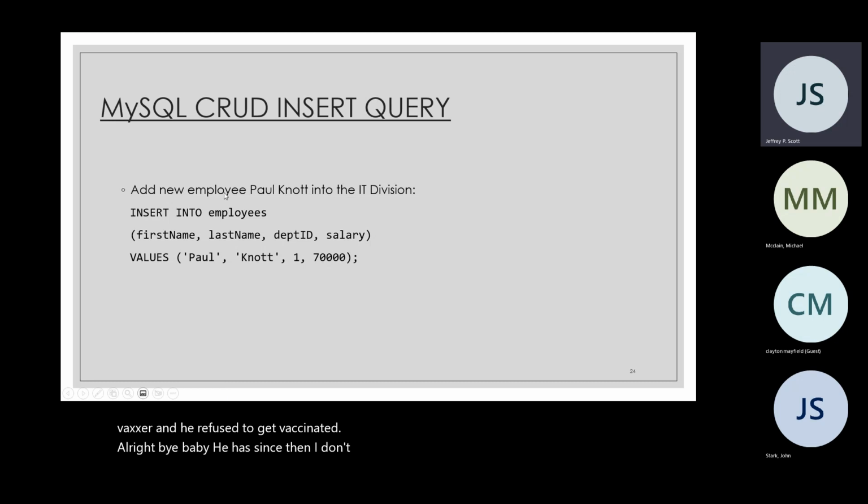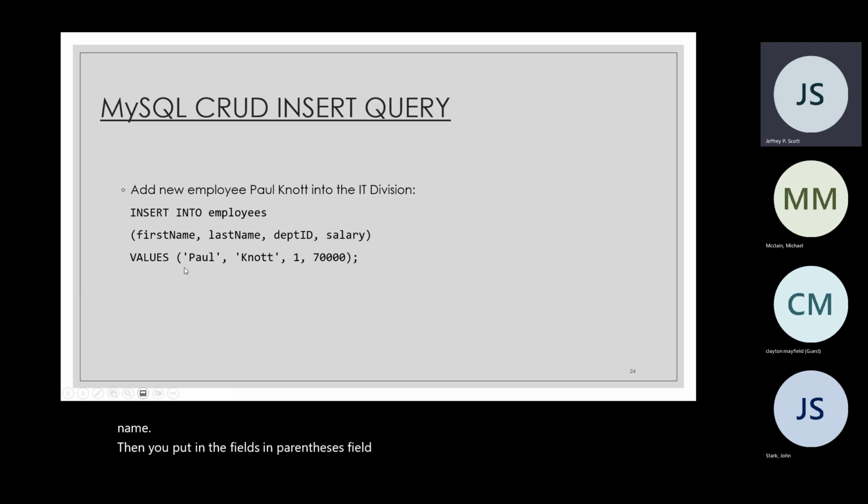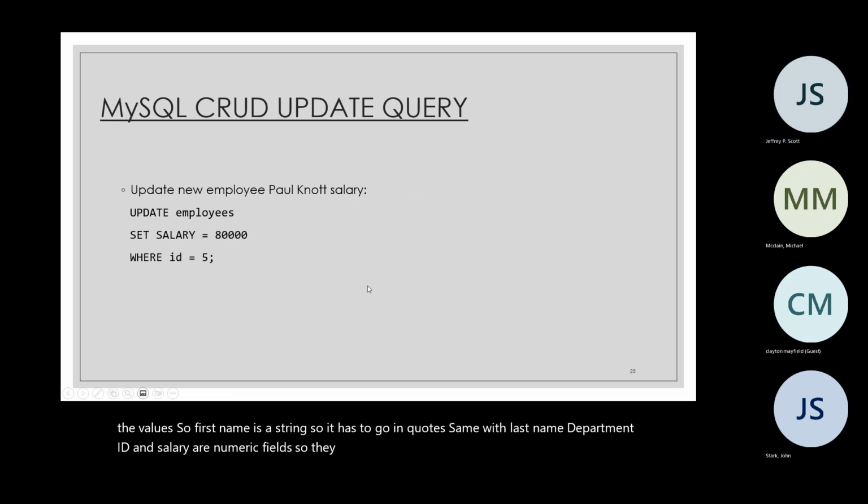But when you do an insert into table name, then you put in the fields, in parentheses, field names, then another set of parentheses, the values. First name is a string, so it has to go in quotes. Same with last name. Department ID and salary are numeric fields, so they don't go into quotes.